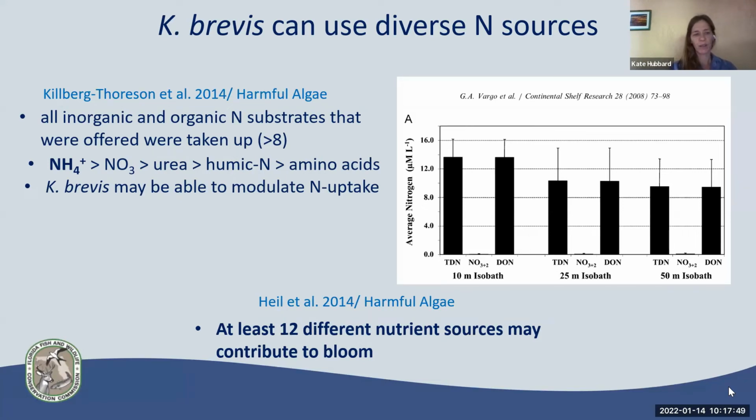Also, it appears that Karenia brevis is able to modulate that nitrogen uptake. So again, not really good news for us. Karenia brevis is able to use a lot of these different sources. And when we look at nitrogen and phosphate and where those are coming from, there's a lot of different places in the environment that they could be originating from. And you'll hear a little bit more about that with some of the other speakers later today.